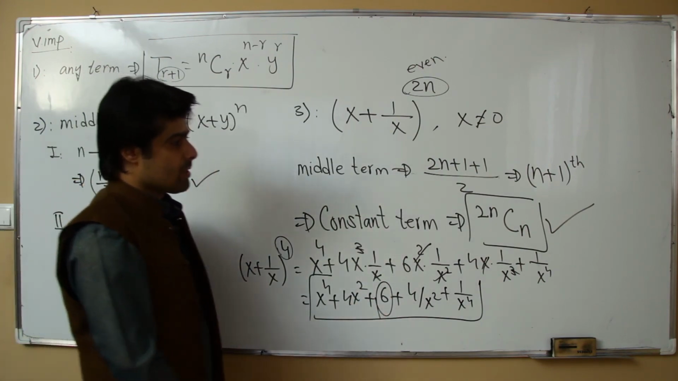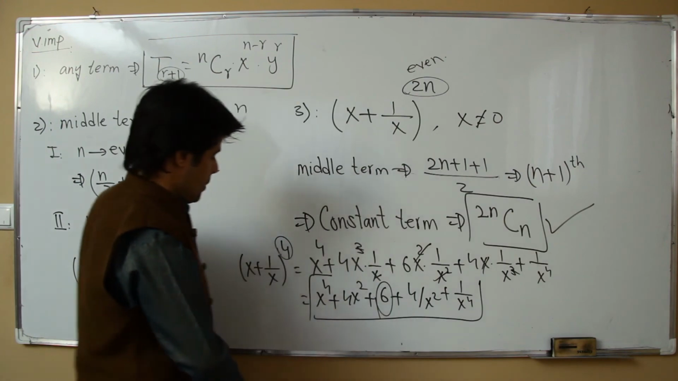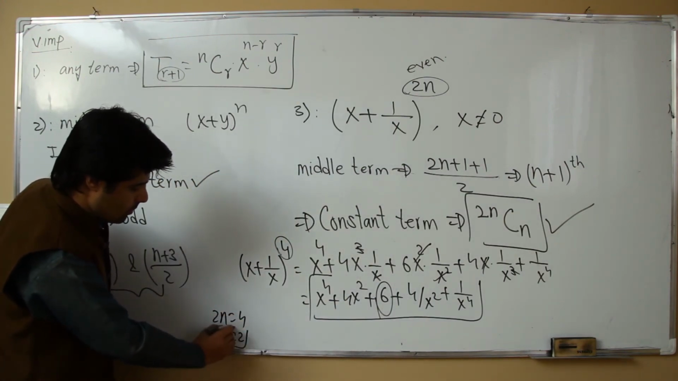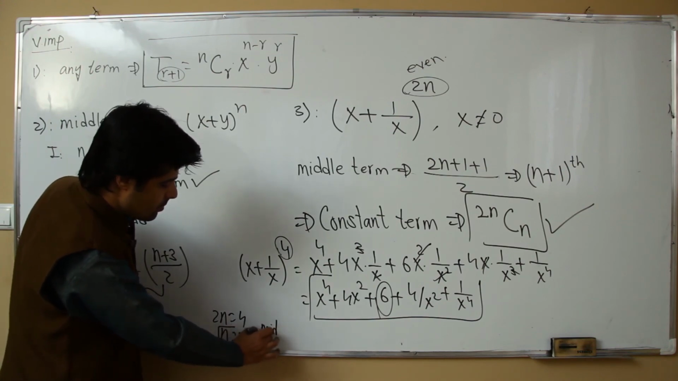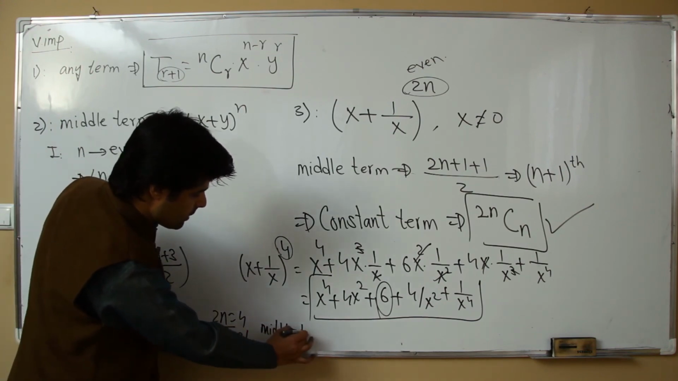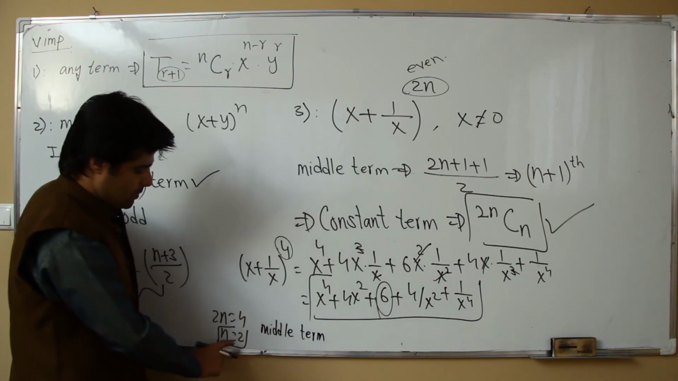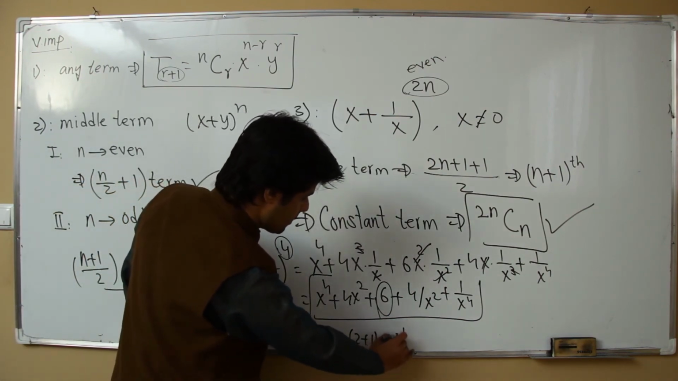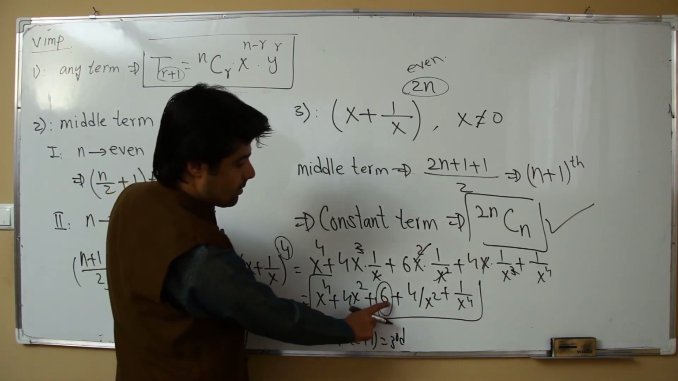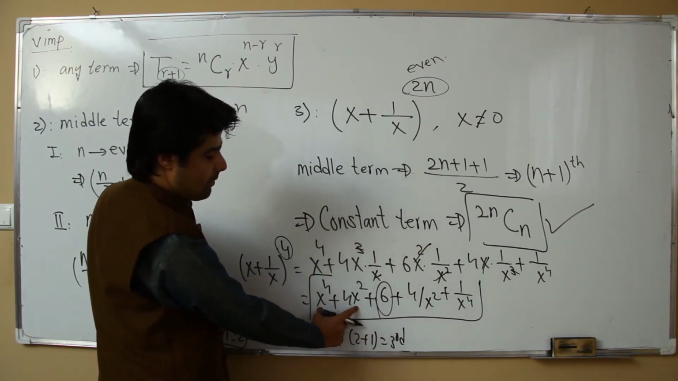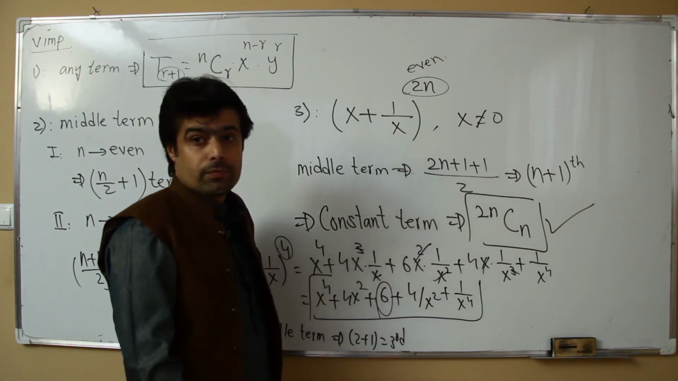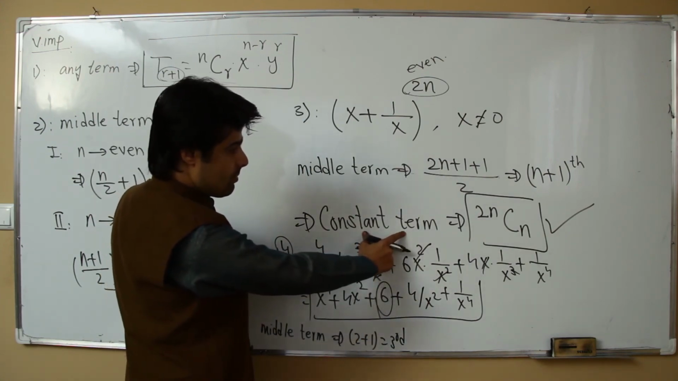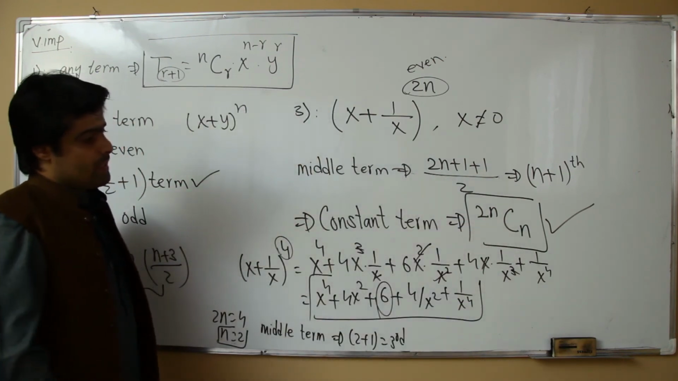Now what is the middle term? The (n plus 1) term. 2n is 4, so n is 2. The middle term is the (n plus 1) term, 2 plus 1, third. First, second, third. This is the middle term. How many terms do we have? 5. And this is a constant number also. This constant number you can find from this formula, 2nCn.